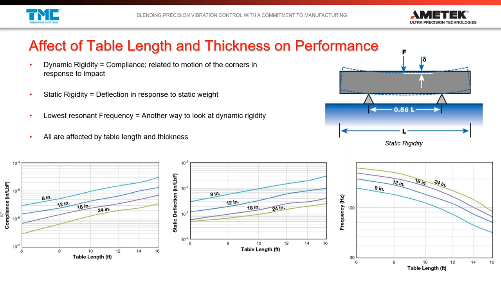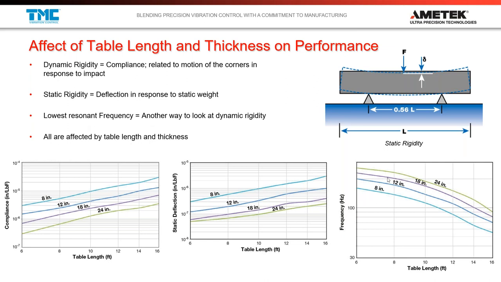If you look at length versus thickness, your compliance is going to change based on length and thickness of the table. But also your static rigidity, which is the deflection in response to static weight. I put a force on my table or a weight on my table, and that table is going to want to deflect. And the amount that it deflects in response to that weight is going to be its static rigidity.